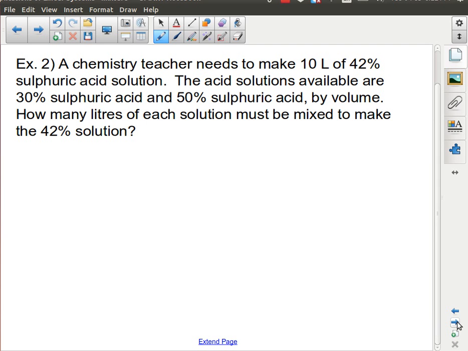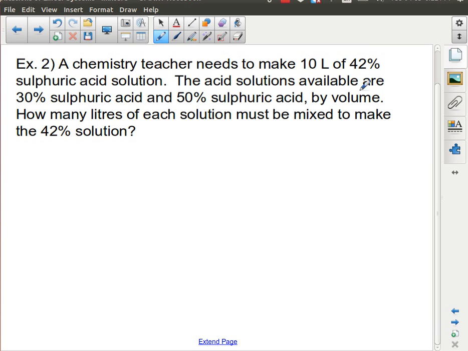Moving on. A chemistry teacher is trying to make 10 liters. So in this case, we're not dealing with a mass, we're dealing with a volume, liters. 10 liters of 42% sulfuric acid solution. I'm not going to get into the actual chemistry of this, but 42% sulfuric acid solution means that 58% of this would just be water. It's kind of like saying pure sulfuric acid mixed in with some water to dilute it. So that's what we want to produce.